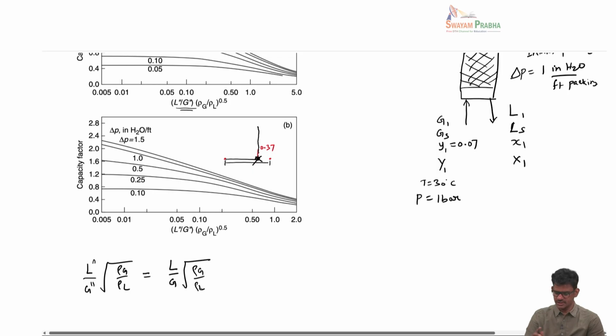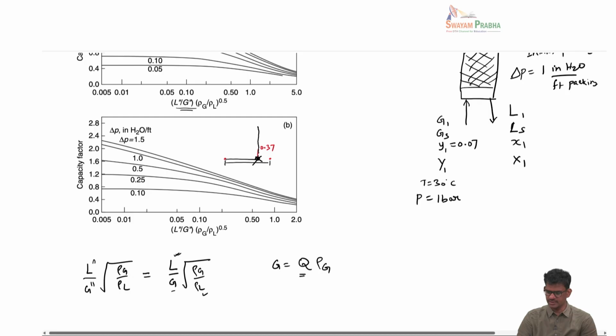Okay, so in this particular term, L is known, L is mentioned, rho L is also mentioned, rho G is not mentioned, and G is not directly mentioned. G is given in terms of volumetric flow rate, so G should be the volumetric flow rate. I will write this as something like Q, the volumetric flow rate, times the density of the gas.